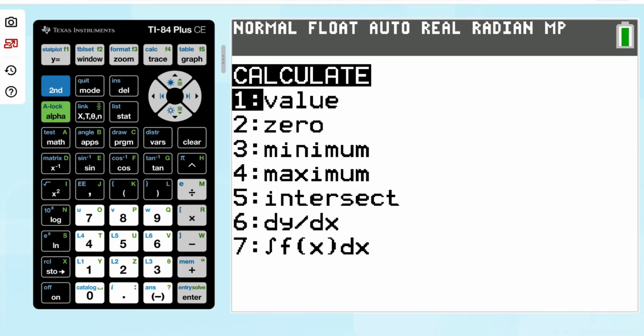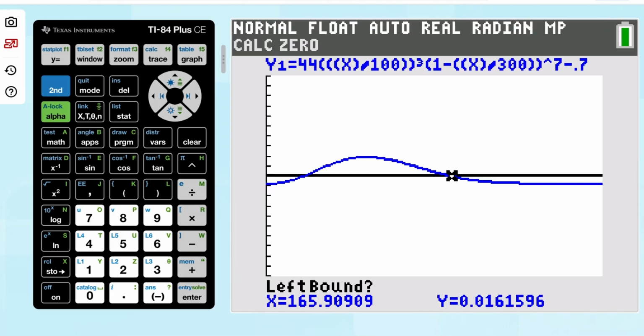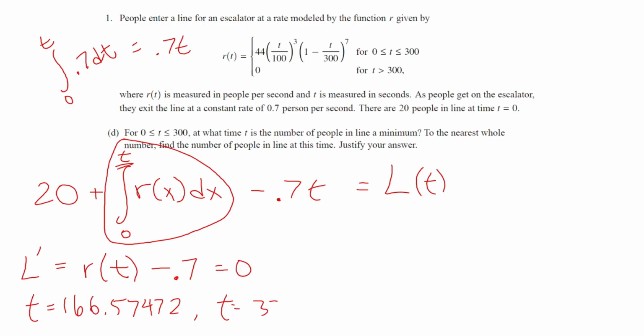And then the other one is going to be t is equal to, and we'll go back in here, we'll do second trace again, option 2 for 0. And this time we're going to have to scroll all the way back here until we get to the left of that other x-intercept, which we have now done. We'll hit enter. We'll go to the right of that x-intercept. We'll hit enter, and we'll hit enter again, and we get 33.013298. So we got t equals 33.013298.